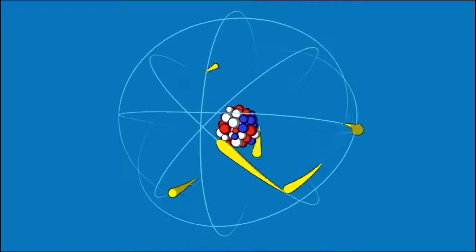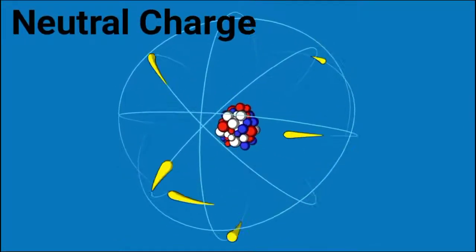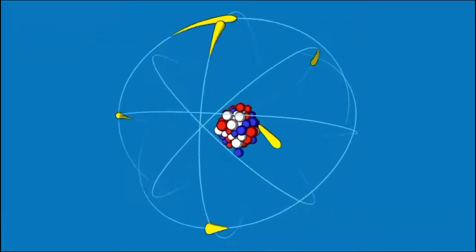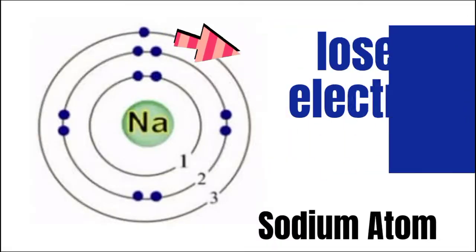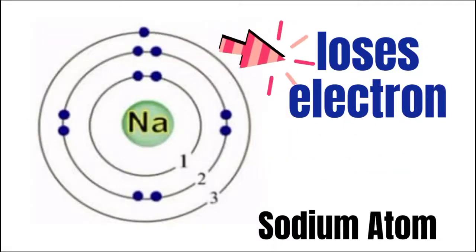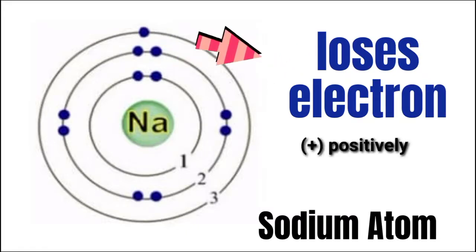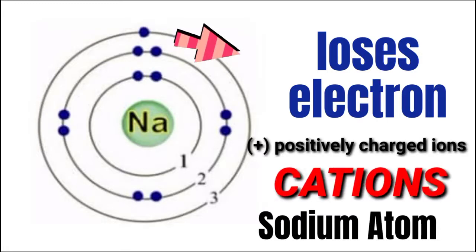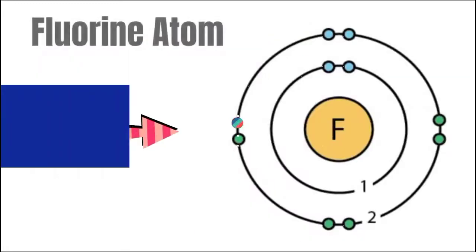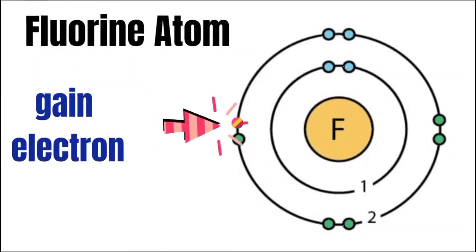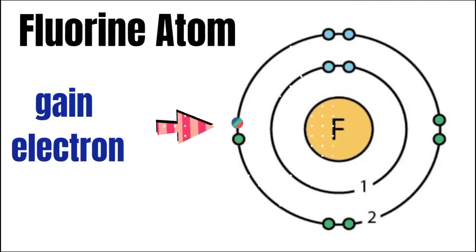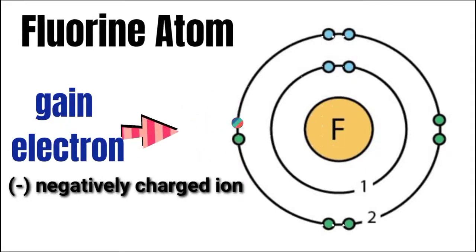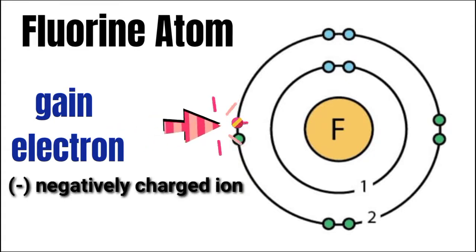All atoms have a neutral charge because they have an equal amount of protons and electrons. But when an atom loses one or more electrons, it becomes a positively charged ion, and this type of ion is called a cation. But when an atom gains one or more electrons, it becomes a negatively charged ion, and this type of ion is called an anion.